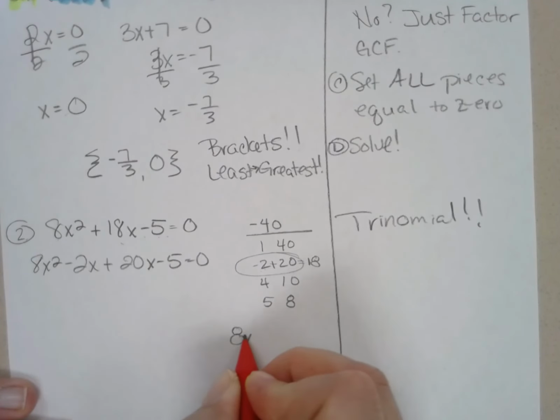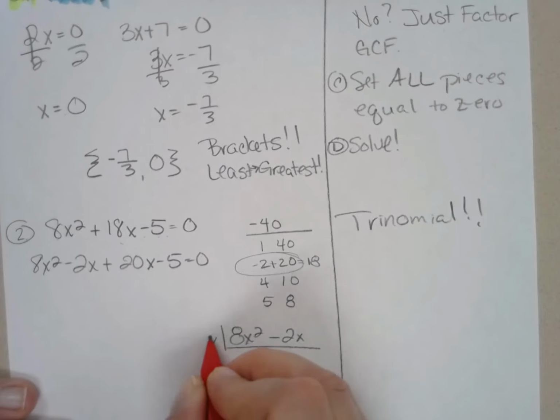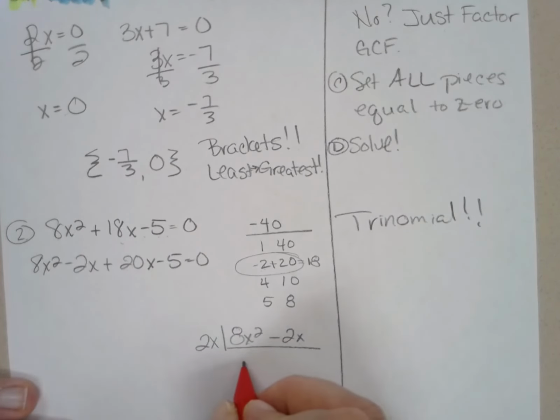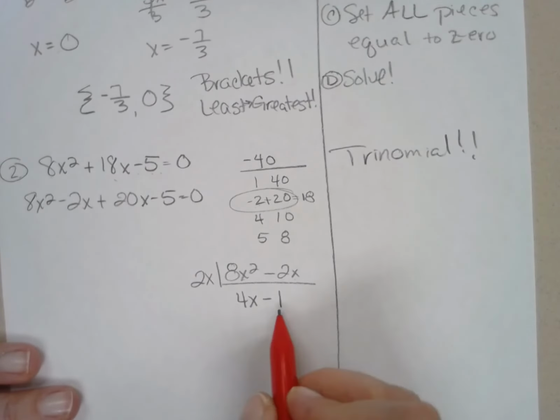So I'm going to do my greatest common factor of the first half. The greatest common factor of this, they both have an x in common, so I'm going to take the x out. They're both even numbers, so I'm going to take the 2 out. That's going to leave me with 4x minus 1. No other factor that they have in common because this one is a 1.